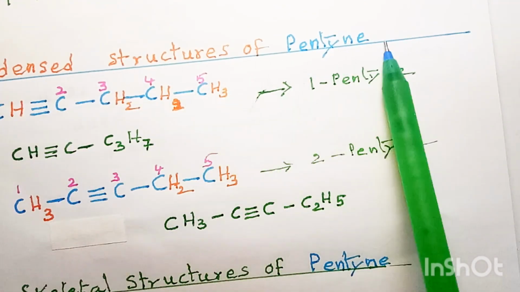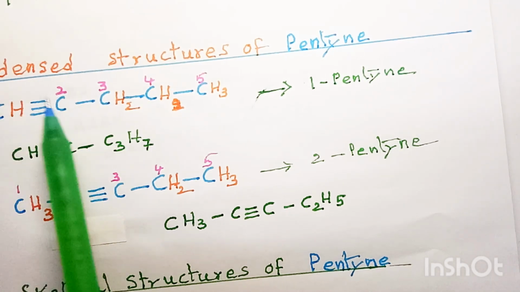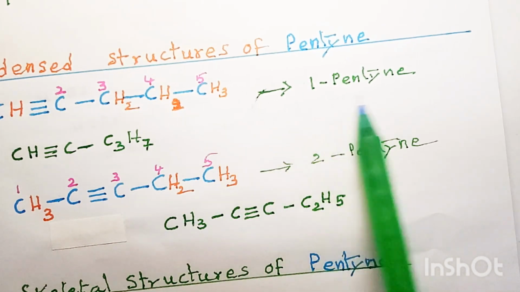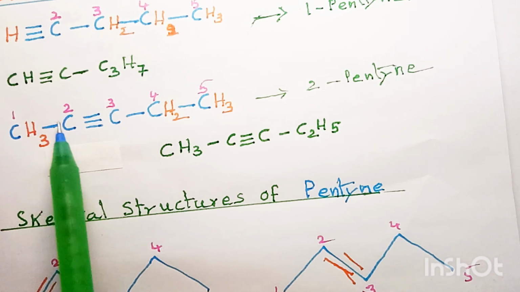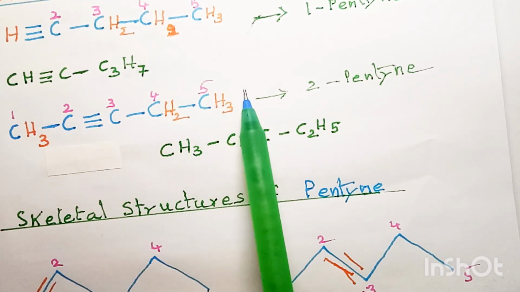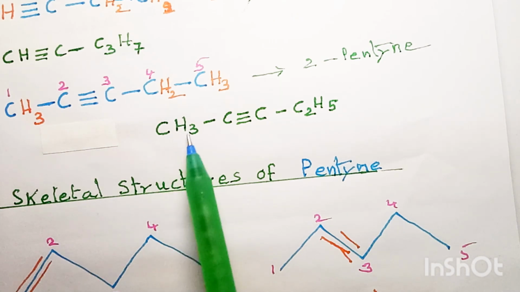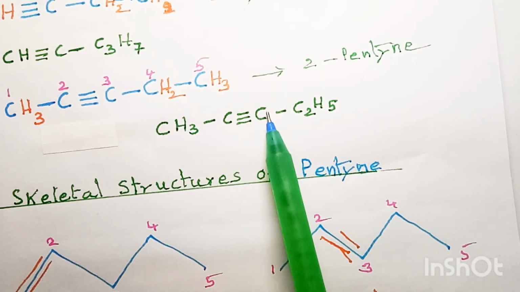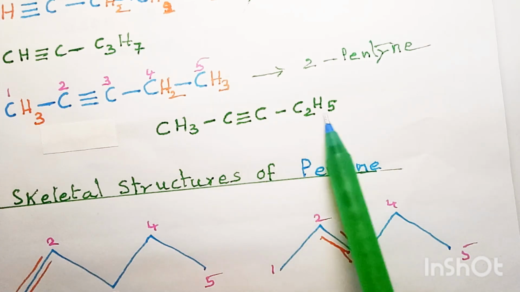Now let's see the condensed structure of pentyne. CH triple bond C, single bond CH2, single bond CH2, single bond CH3. This is 1-pentyne. And CH3 single bond C triple bond C, single bond CH2, single bond CH3 is called 2-pentyne. In condensed form, it can be written like this: CH3 single bond C triple bond C, single bond C2H5. CH2 and CH3 are written combined like this.